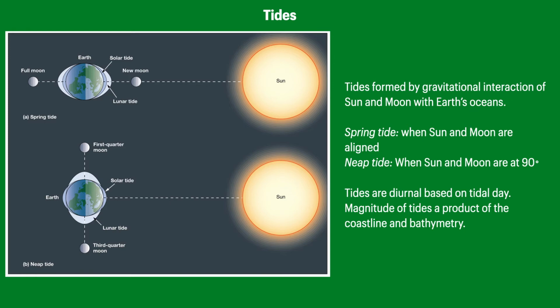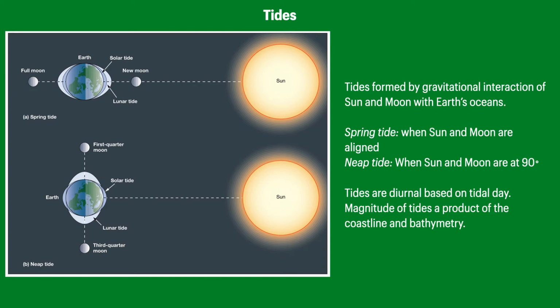And the tides will happen twice a day. They're diurnal. On a tidal day, which is slightly longer than the 24-hour clock day, which is why the time of the high tides and low tides changes day to day. And the tides, the solar and the lunar tides, can either reinforce each other when they're in a line, we call that a spring tide, or they can contradict each other.